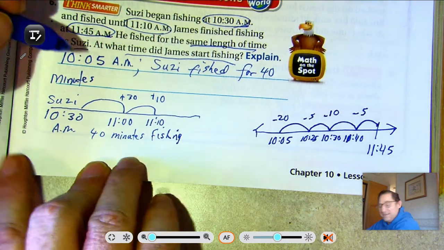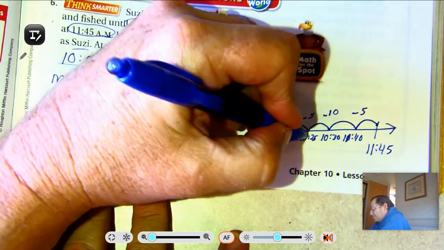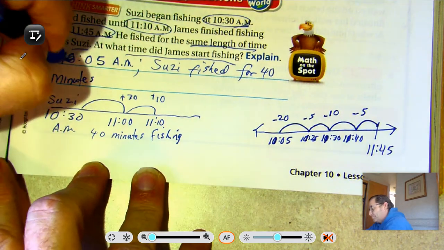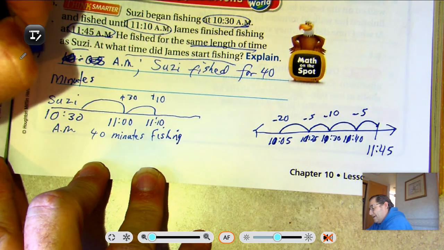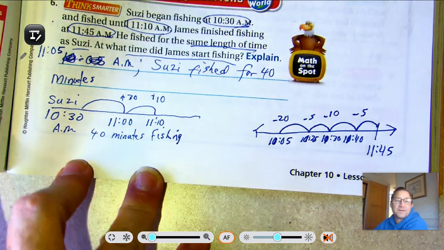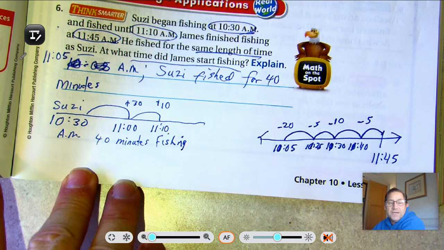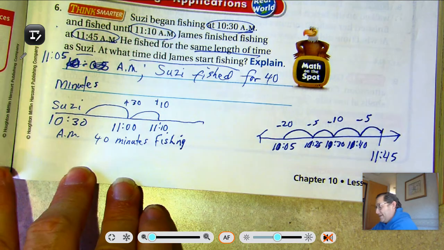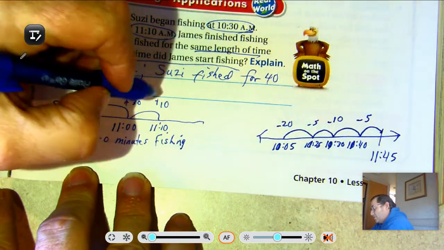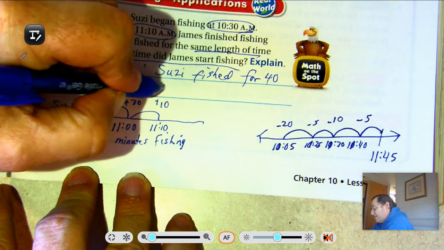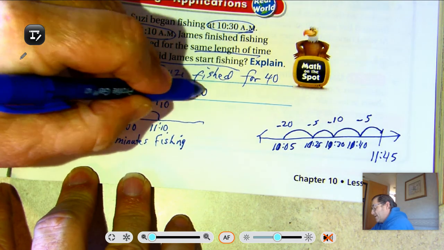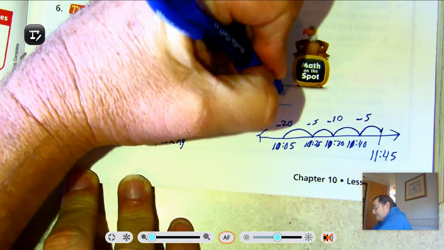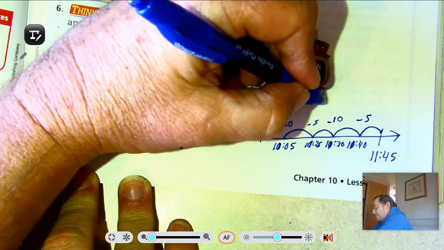Oh, I just noticed a mistake. These should be 11s, right? 11. 11:05. So James finishes at 11:05 a.m. How do we get there? Susie fished for 40 minutes. So 11:45 minus 40 minutes is 11:05 a.m.